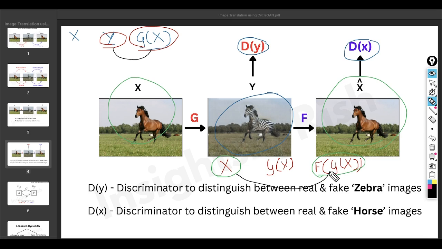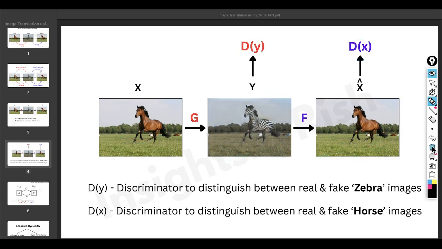Now coming to the second part, why are we performing this inverse mapping? It's fine that we are constructing the images of zebra out of horses, that is, it's fine that we are mapping the domain X onto domain Y, but why are we reconstructing the original image here? What's the purpose or the need of mapping the domain Y back to the domain X? To understand this, we again need to go to the research paper, so just a minute.